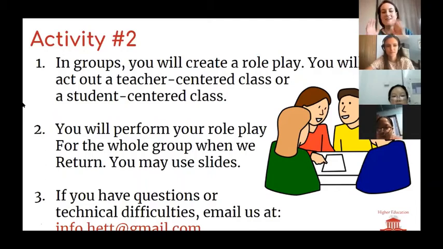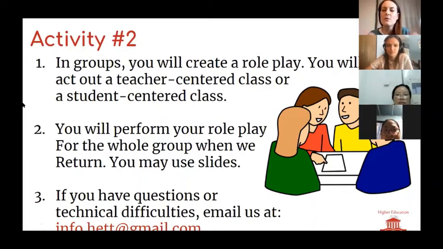Or actually, I'm going to change that. Make two very short role plays, between 1 and 2 minutes long. Make one role play that is teacher-centered and make one role play that is student-centered. So you're making two role plays, and then everyone has to guess which is which.